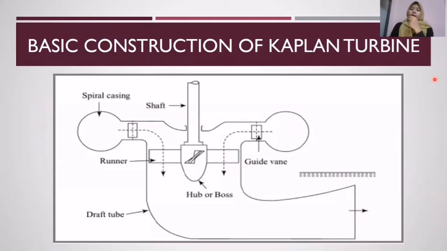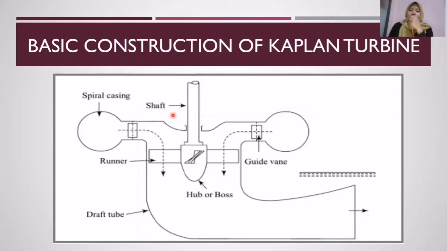Okay, so this is the basic construction of Kaplan turbine. It consists of spiral casing, shaft, runner, draft tube, hub or boss, and guide vane. The spiral casing, also known as scroll casing, is a type of casing that decreases the cross-section area and protects the internal parts of the turbine.